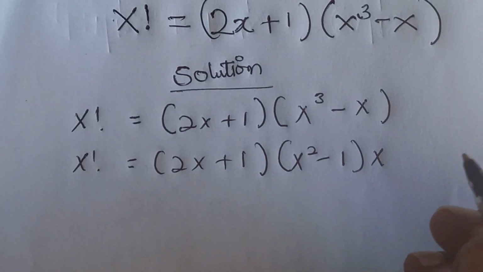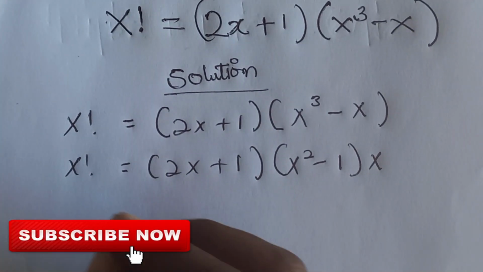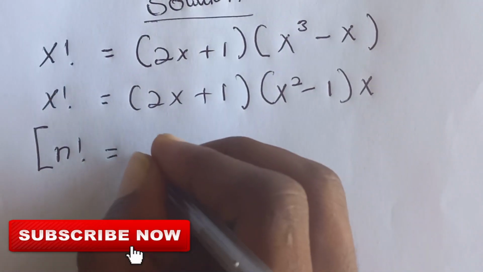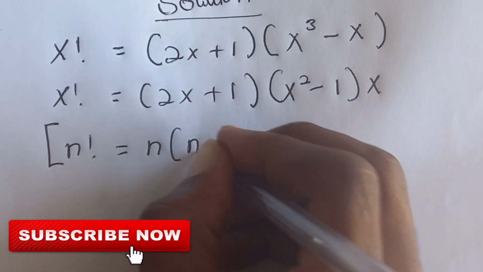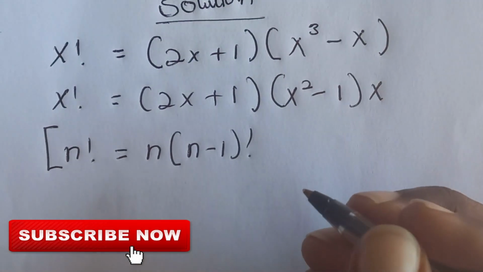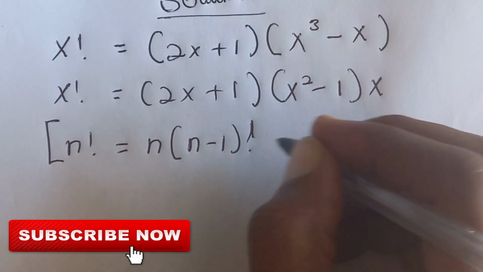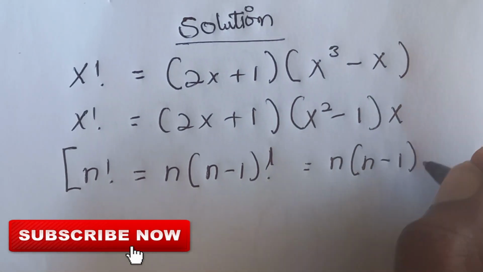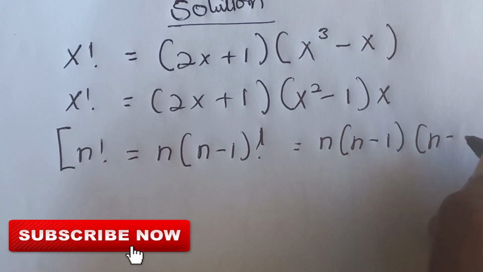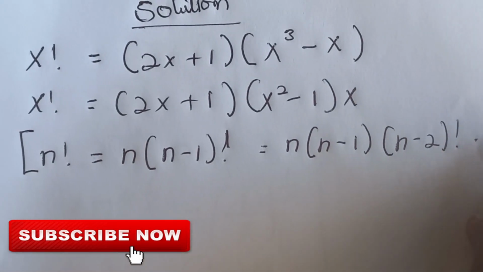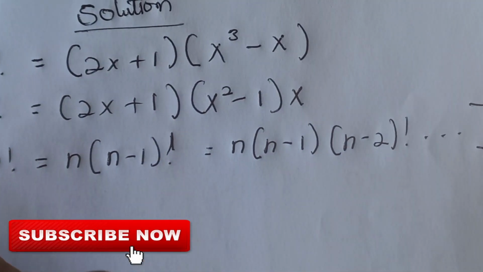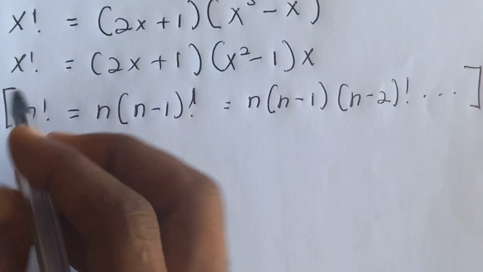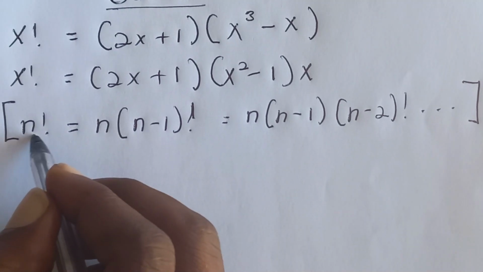So in this case, let's talk about factorial. We know that n factorial is the same as n into (n - 1) factorial, right? And we can also say it is the same as n into (n - 1) into (n - 2) all factorial, and so on. So we are going to be working with this.